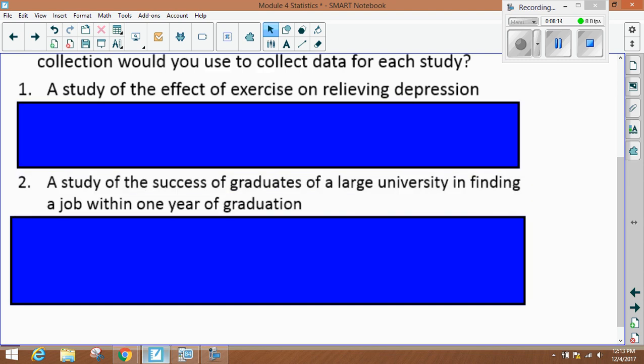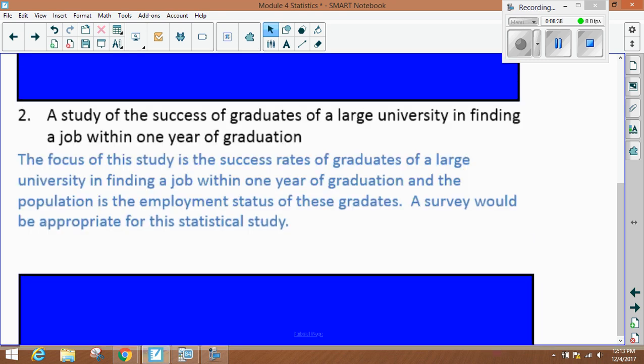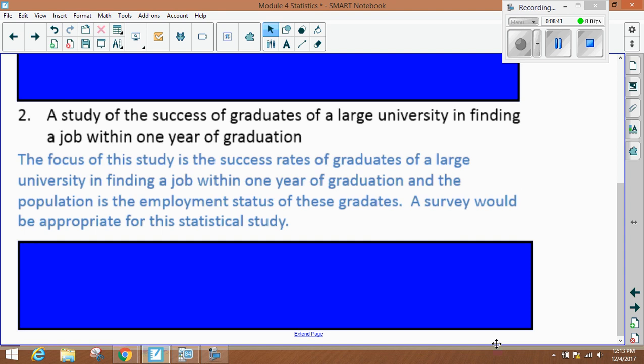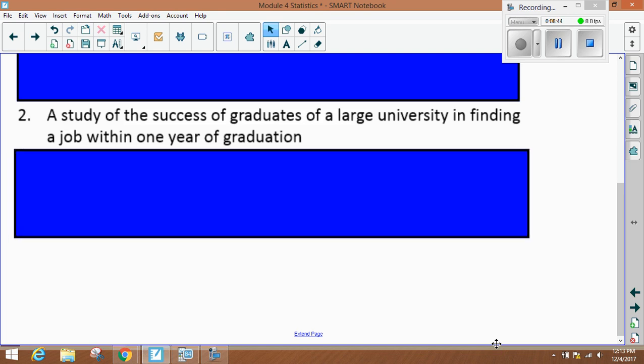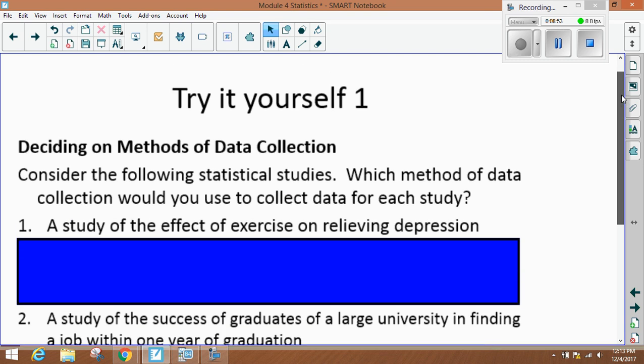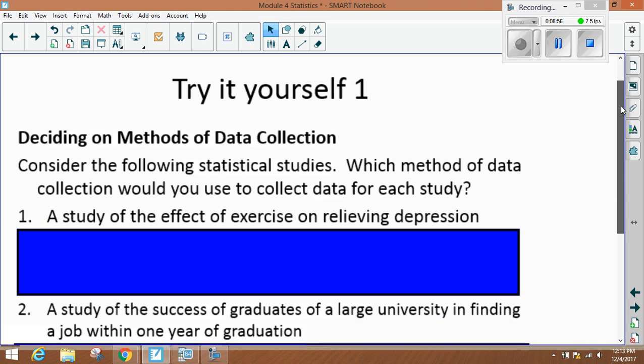All right. Now, a study of the success of graduates of a large university in finding a job, you would want to use an observational study, right? Because you'll pretty much just pick a group of people that graduated from this university and ask them a question. You might send out a survey, or that information might be something that the university already has, right? I'm not sure. A survey? Well, I don't know. Could be an observational study, because a lot of times universities have that information. They would be not doing a very good job if they did not.